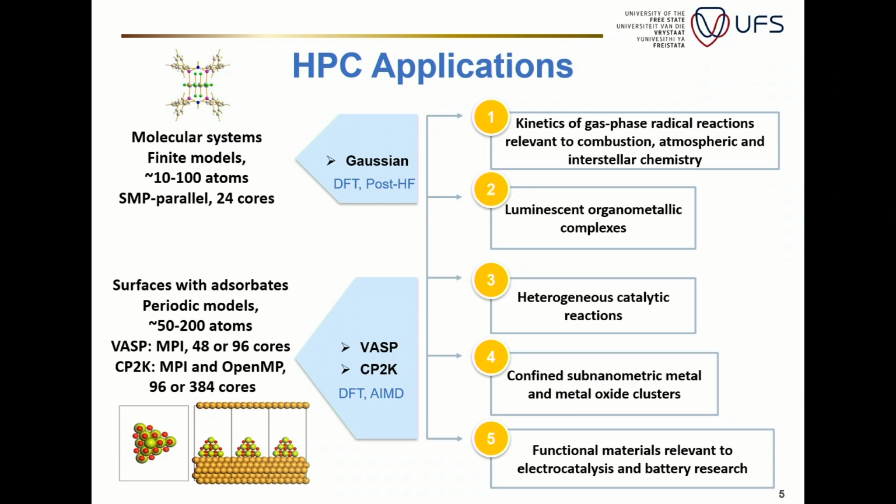Now, in the case of static calculations with VASP, in order to achieve reasonable speed with our relatively small systems, we need to use up to 96 cores per job. Whereas for AIMD simulations with CP2K, we need many more cores, so this is where we run into challenges. In the following, I'm going to illustrate each of these research lines with an example application.